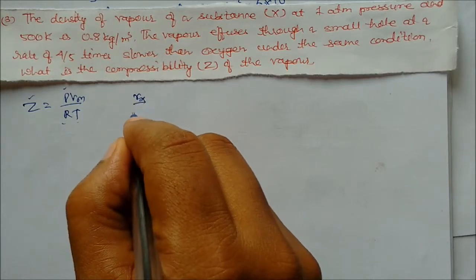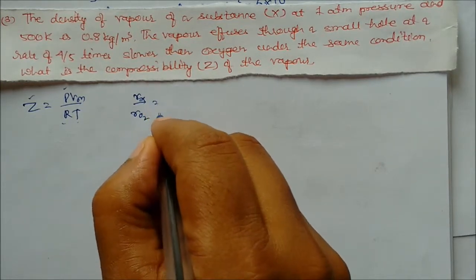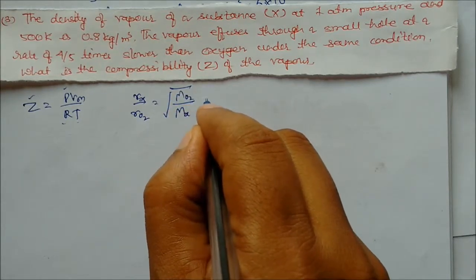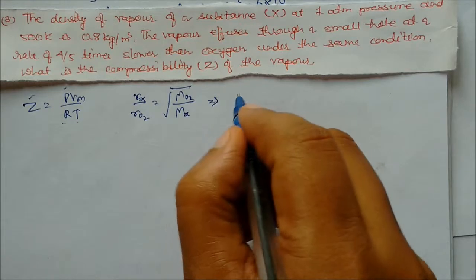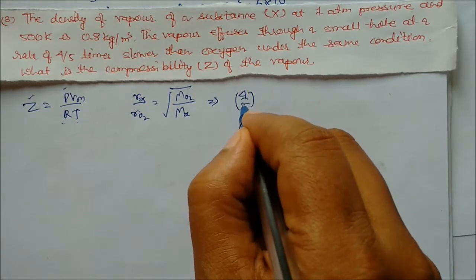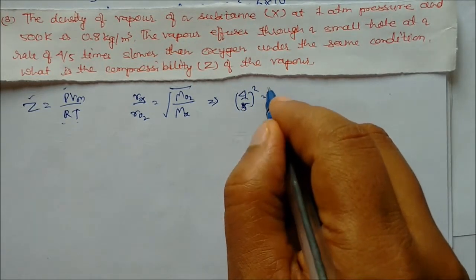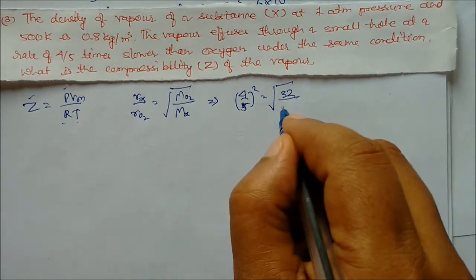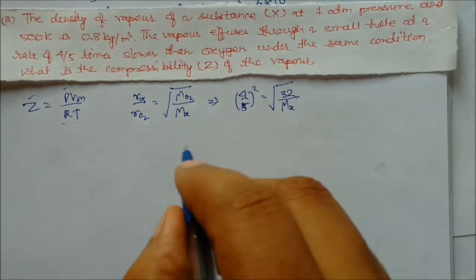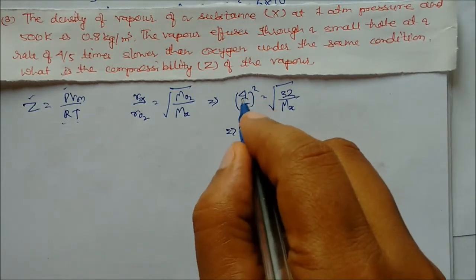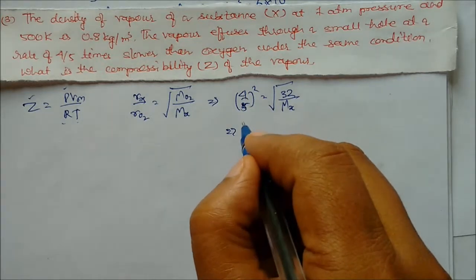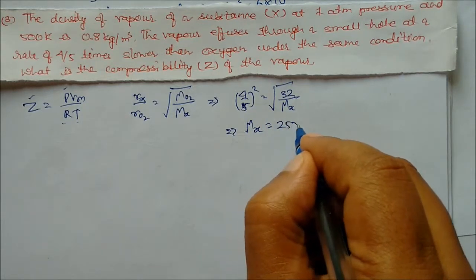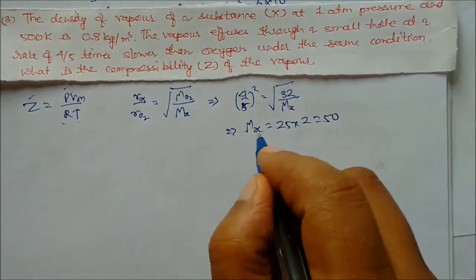So rate of the X gas by rate of the oxygen. As we know, this formula is there: molecular mass of the oxygen and molecular mass of the X under a square root. If you solve it, the rate they have given is 4 by 5 times lower, so this is 4 by 5 whole square, which equals the square root of 32, molecular mass of the oxygen is 32, and molecular mass of the X. On solving this, it will be 16 by 25. So here molecular mass of X will be 25 into 2, this is 50.